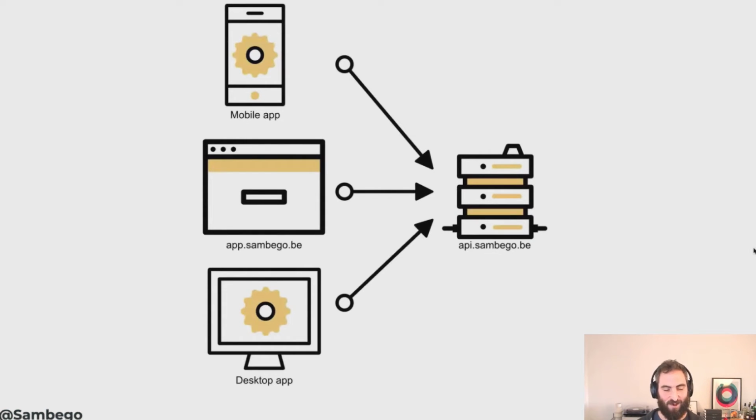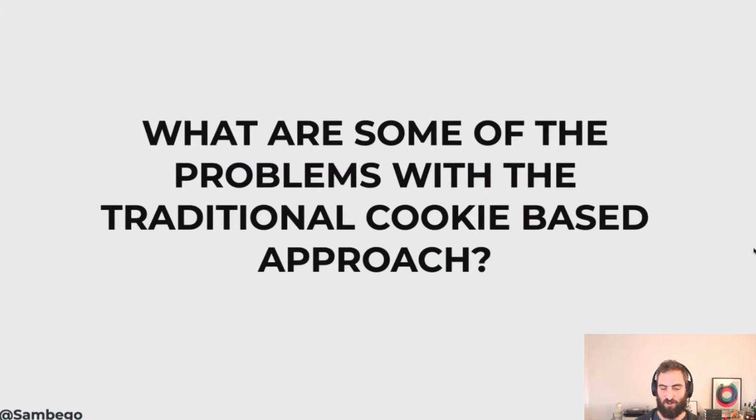But the funny thing is, only the web uses cookies. So it would be nice if we could use the same form of authentication, or more or less the same form, for both mobile, web, and desktop apps. So what are some of the problems with this traditional cookie-based approach?